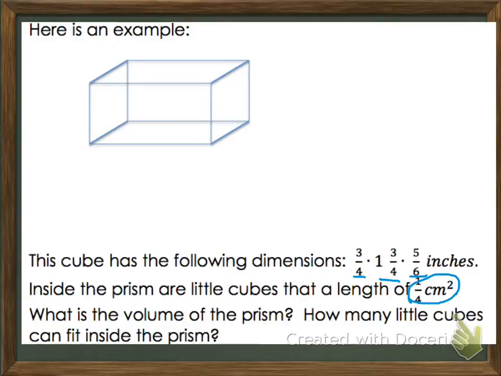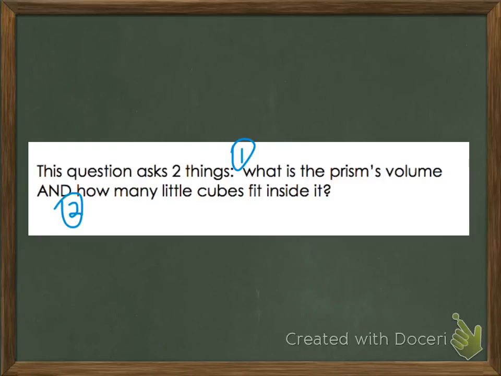Here's an example. This prism has the following dimensions: 3/4 by 1 3/4 by 5/6 inches. Inside the prism are little cubes that have a length of 1/4 of a centimeter. What is the volume of the prism, and how many little cubes can fit inside it? This question is asking two things. The first is, what is the prism's volume, and how many little cubes fit inside it?